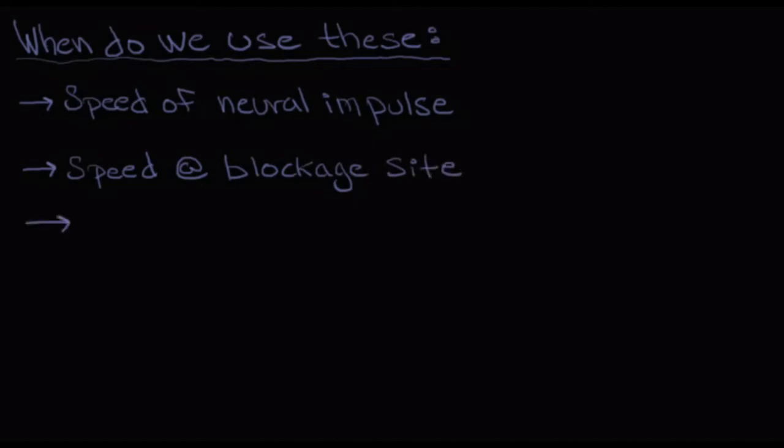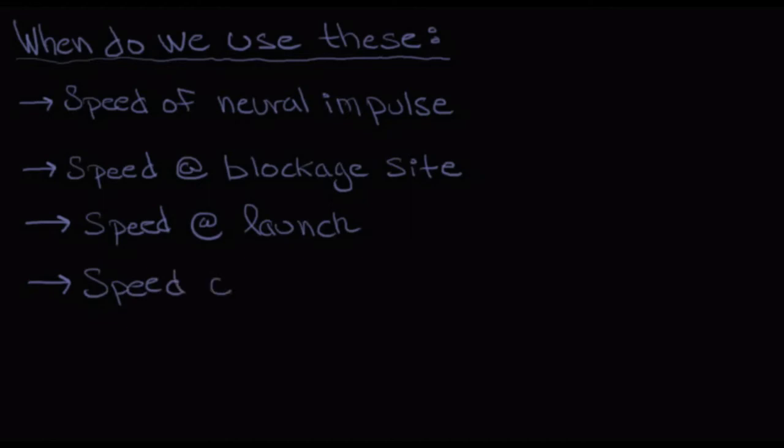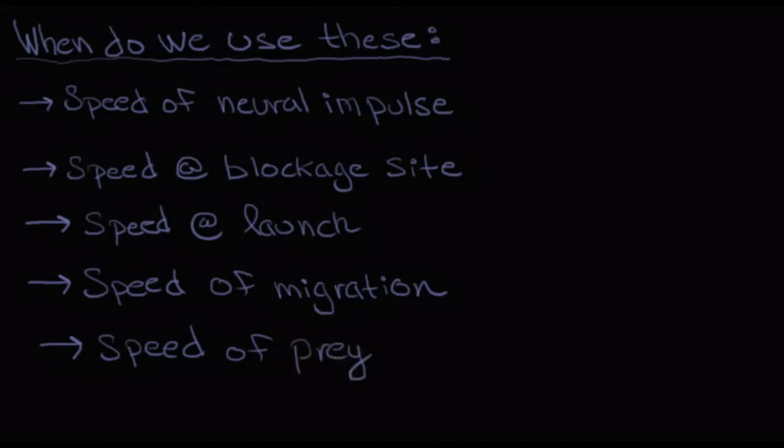The speed at launch could be a syringe or any kind of quick motion. We can talk about the speed of migration of some sort of animal. And last, we can talk about the speed of prey. Let's ask ourselves, which one of these would we want to use average speed or velocity for, and which one does instantaneous better suit?